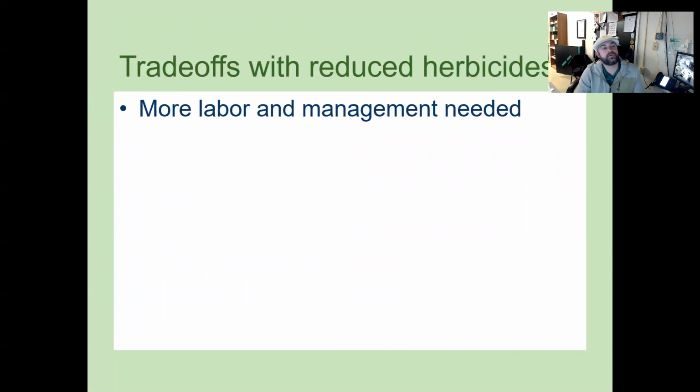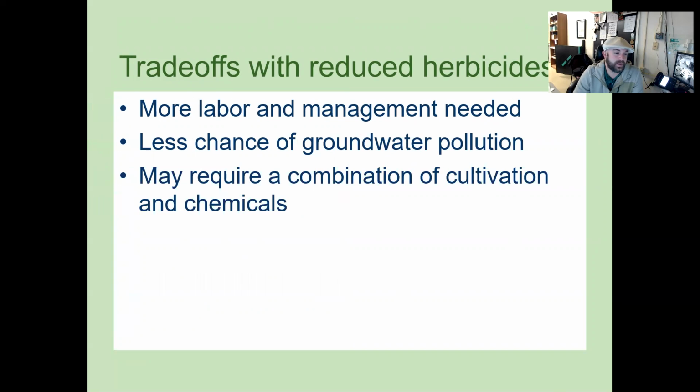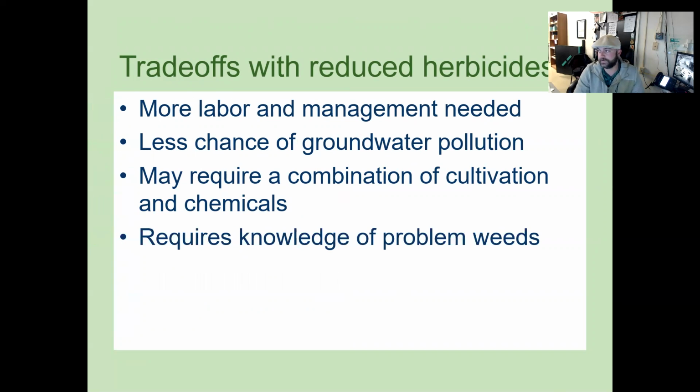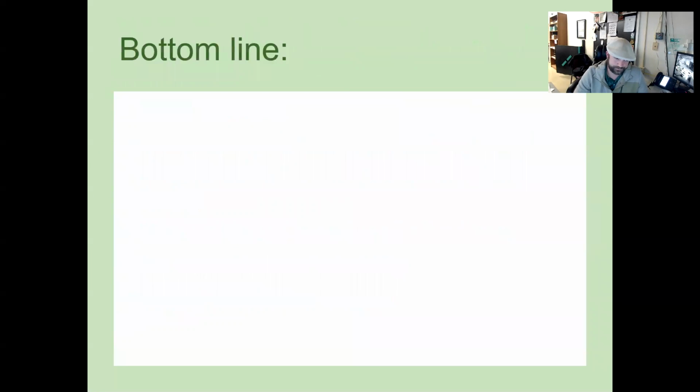So some trade-offs with reduced herbicides: more labor and management needs, less chance of groundwater pollution, may require a combination of cultivation and chemicals, and requires knowledge of problem weeds. And also to go along with, may need increased planting rates. So you're reducing the amount of chemicals you're using, but you may have to put more plants in and you may end up spending more money on labor.